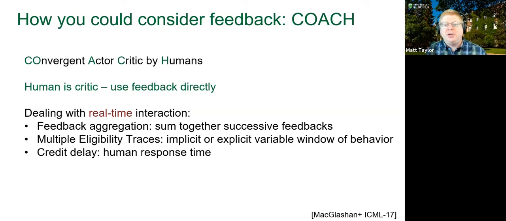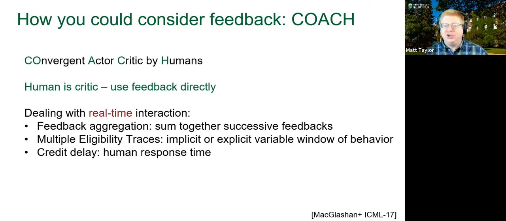So the human could say, I'm going to give you advantage based on the last three actions you've been taking, or I'm going to give you the advantage over the last three episodes, or maybe I'm going to give you the advantage over the last step. And the human could say that. They would have to know what an eligibility trace is, though. Or you could try to implicitly learn that.